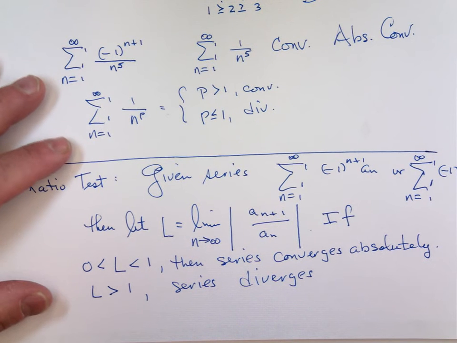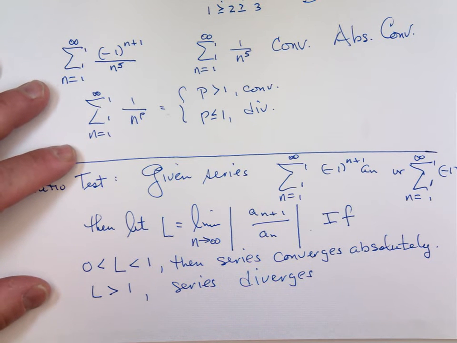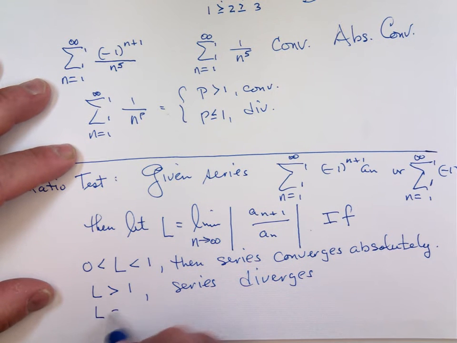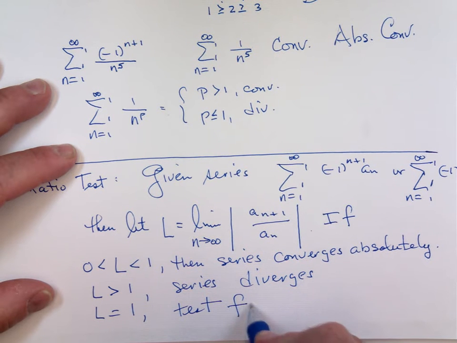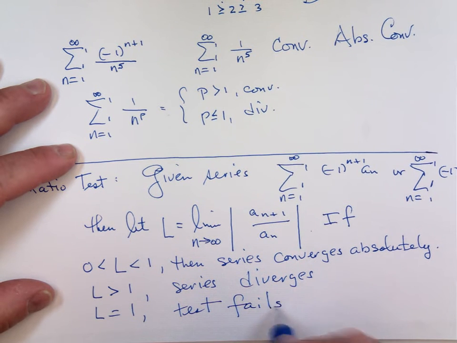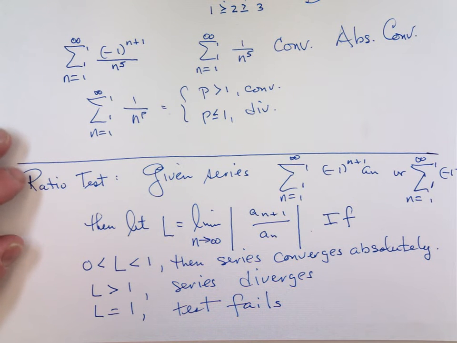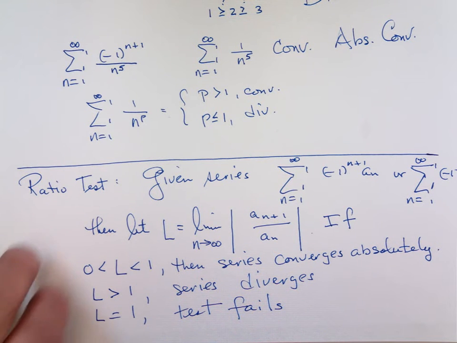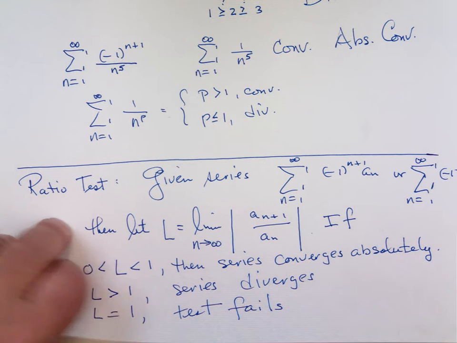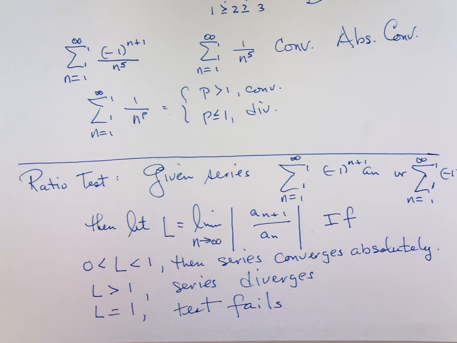If L equals 1, the test fails. The test is inconclusive, and you have to try something else. Okay? Now, when do we use ratio tests? I will tell you. Is everybody okay with this? Okay.